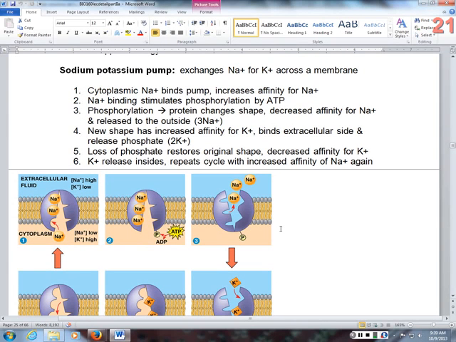What it's going to do is move 3 sodiums out this direction, into an area that already has a lot of sodium. It's trying to build up that sodium concentration.